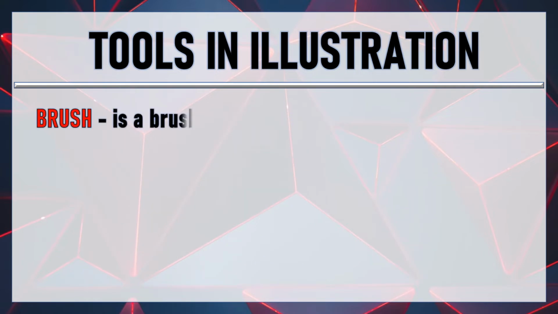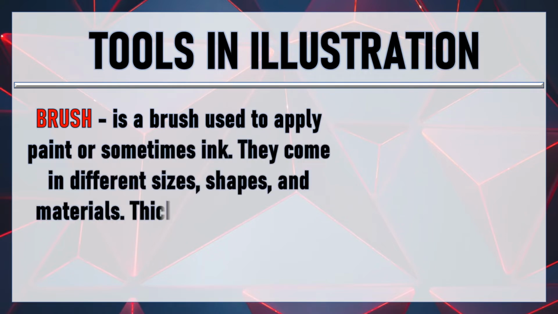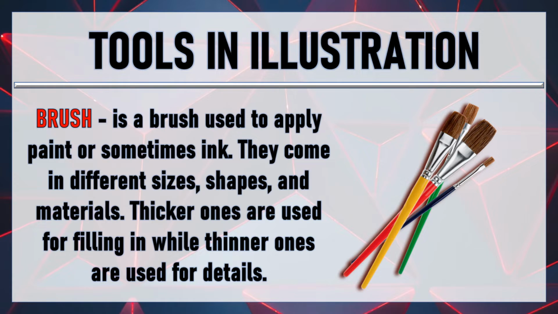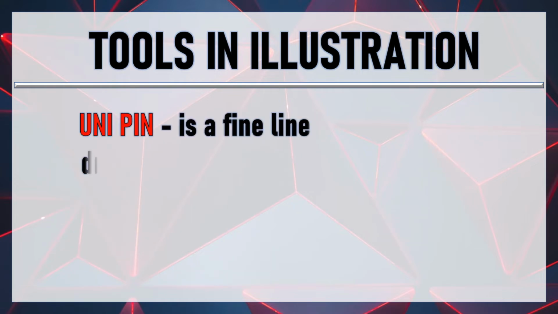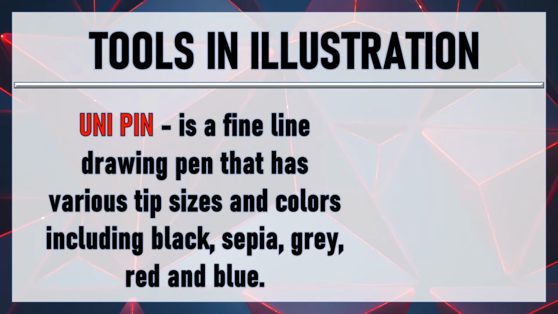We will also use the brush, which are used to apply paint or sometimes ink. They come in different sizes, shapes, and materials. Thicker ones are used for filling in while thinner ones are used for details. We have also Uni-Pen, which is a fine line drawing pen that has various tip sizes and colors including black, sepia, gray, red and blue.